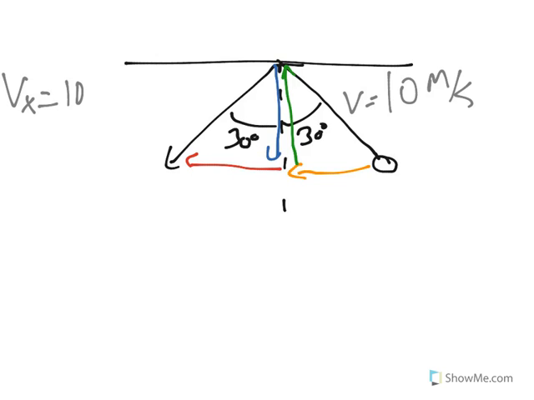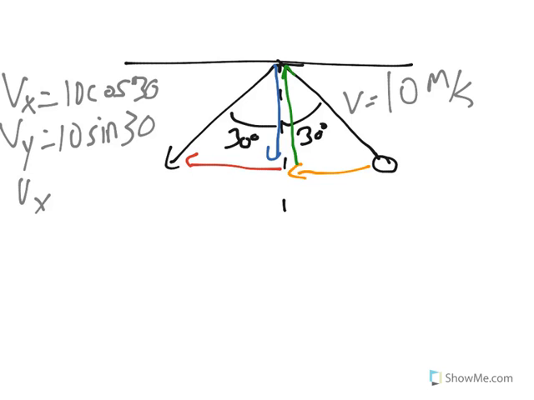So Vx is 10 cosine 30, and Vy will be 10 sine 30. And so if we do this real quick, let me get my calculator working. 10 cosine 30 is 8.66, and 10 sine 30 is 5.